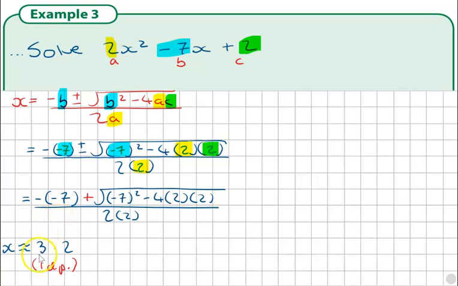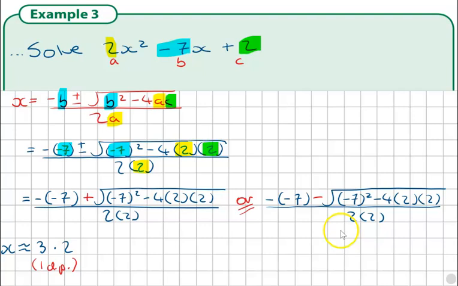Into the calculator, I get 3.2 to 1 decimal place. And then I press back on my calculator and I replace that plus with a minus. No need to write the whole thing out again. And I get 0.3 to 1 decimal place.